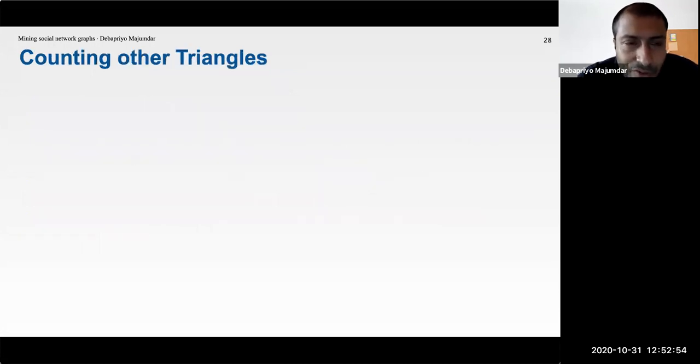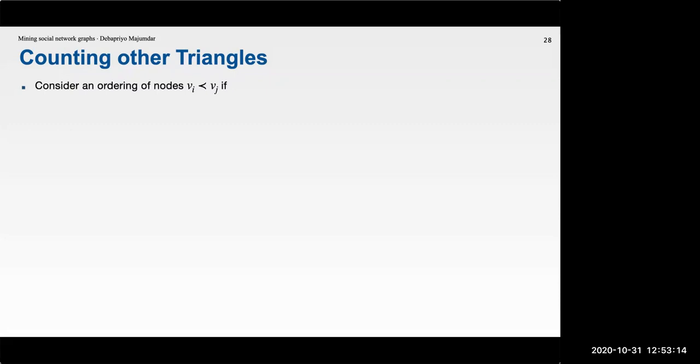Next is, what if there are, of course, triangles which are not heavy hitter triangles, right? That means triangles involving nodes, not all of which are heavy hitter nodes. So how to do that? For that, we'll consider an ordering of the nodes, where Vi precedes Vj.